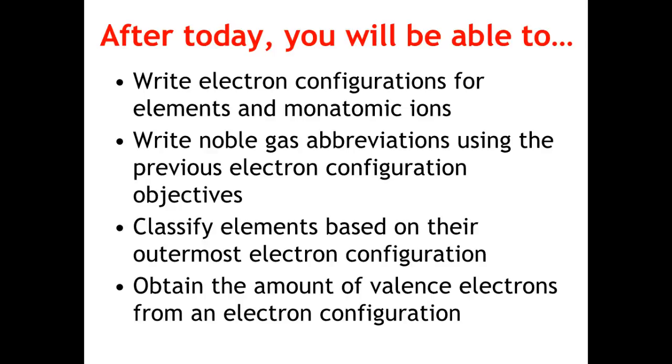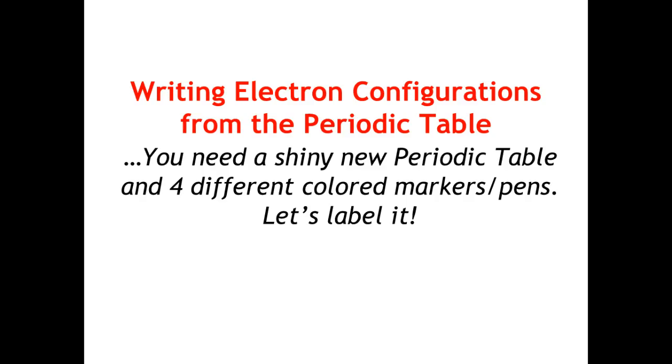We're going to write the noble gas abbreviations, which I call shorthand, using the electron configuration that we learned yesterday. We're going to classify those elements based on the outermost electron configuration, which we'll talk about. And then we're going to talk about valence electrons. So let's take that periodic table that we've already filled in on Thursday. We did it together.